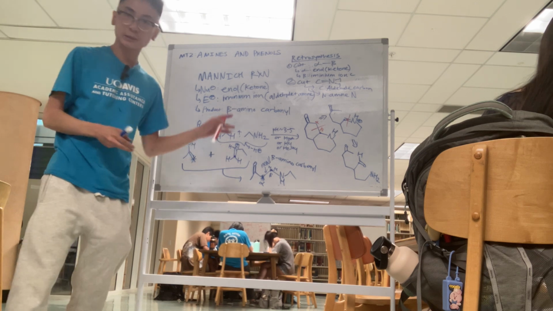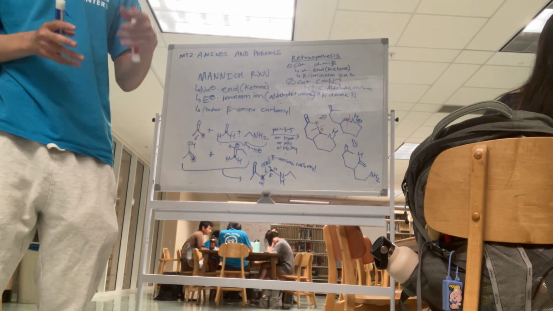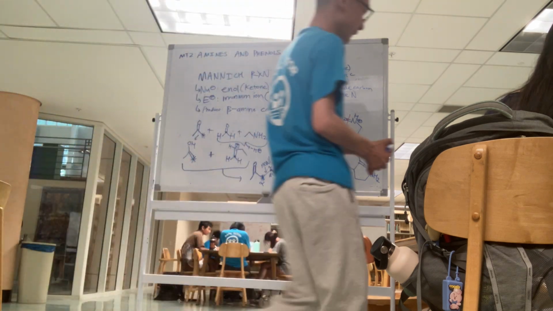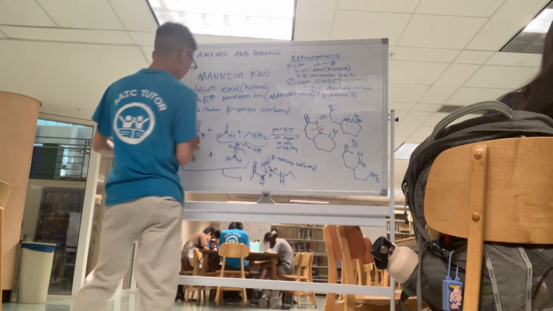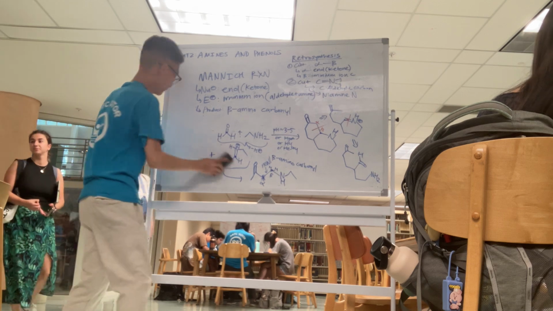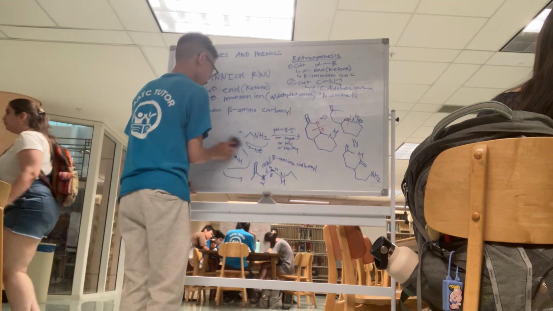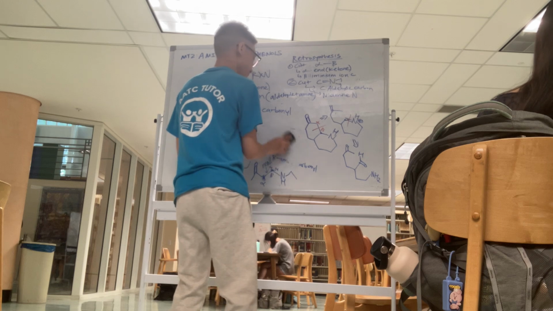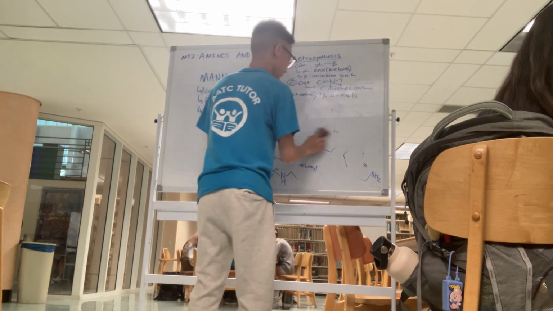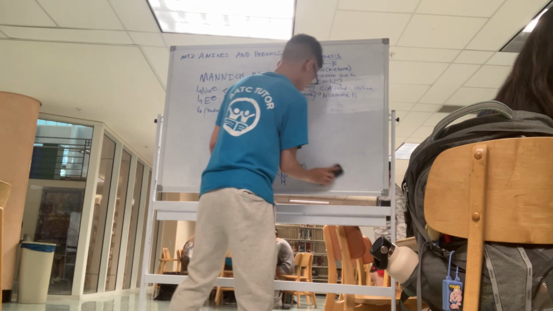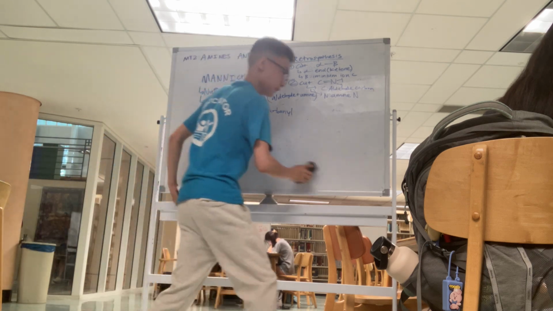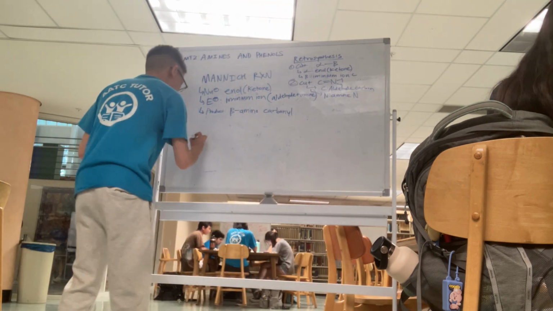Let's do practice for Mannich where they give you the reactants, like the ketone, aldehyde, and amine, and then predicting how the product would look. Okay, let's do that. Let's say we have something like this.